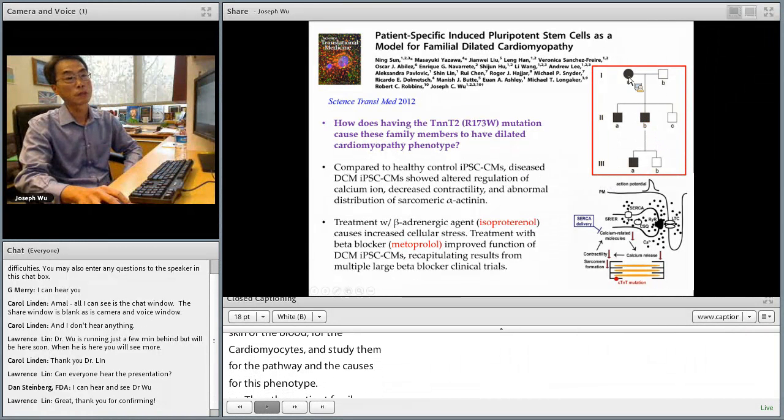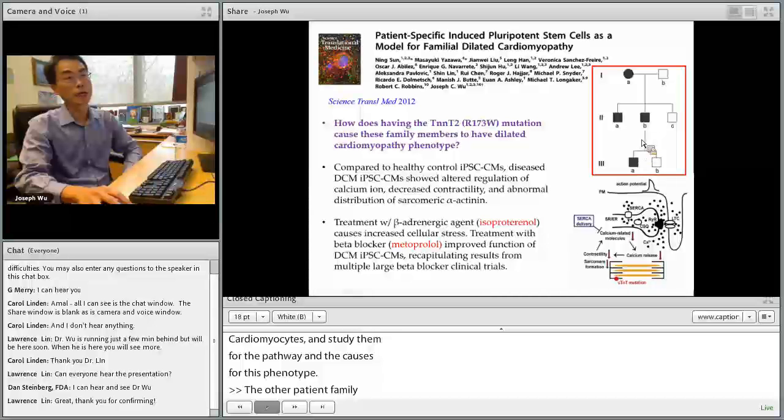Now, the other patient family that I want to highlight is this particular family, which we also study. It's a familial dilated cardiomyopathy in which this kid here already had a heart transplant at age 15. When you go back to the family history, you'll realize that the father, as well as the uncle, as well as the grandmother, all of them had dilated cardiomyopathy. So this runs in the family, so it's familial. We decided to do DNA sequencing. It's a troponin T mutation with the arginine to tryptophan switch right here.